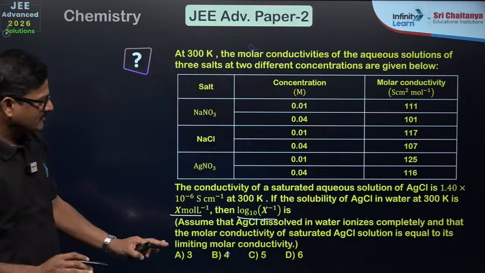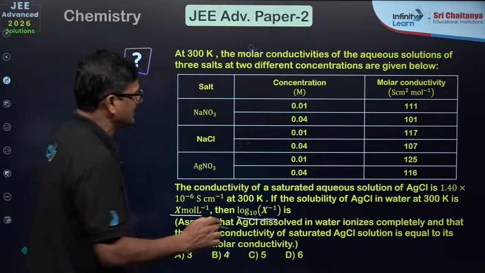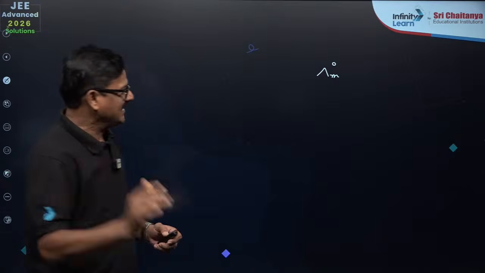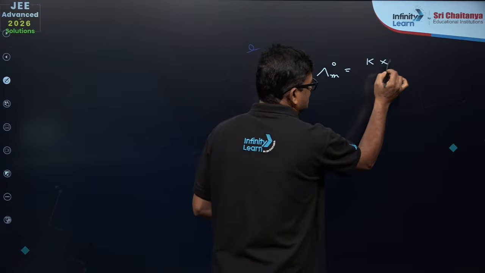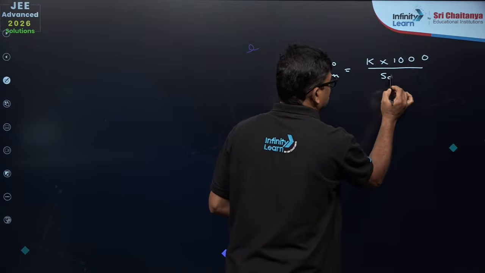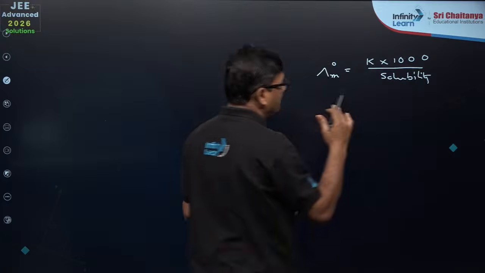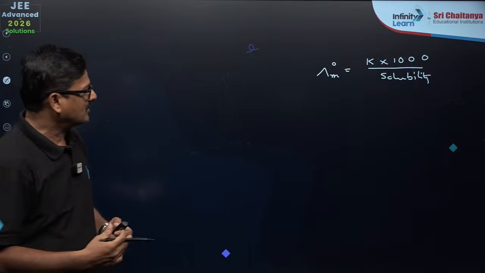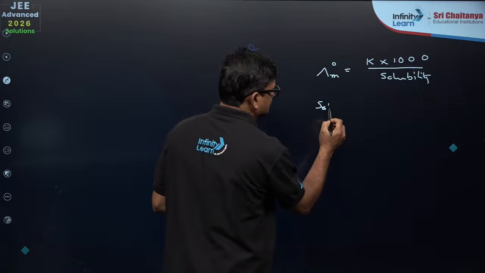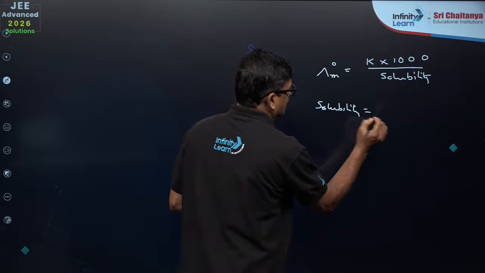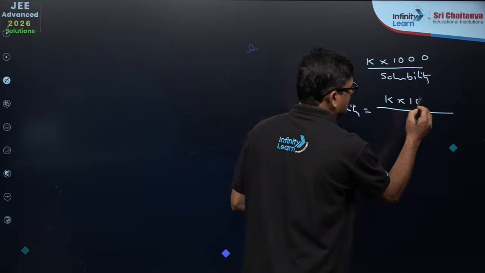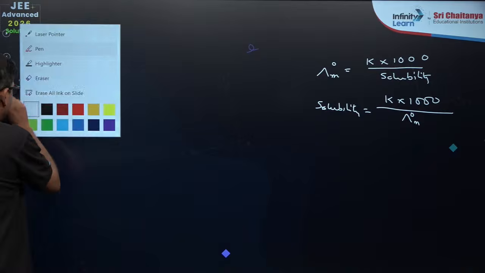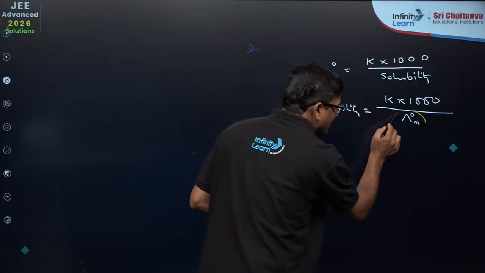it is a saturated solution. Whenever it is a saturated solution, we have to carefully take molar conductance at infinite dilution is equal to K into 1000 by solubility. So if you know the molar conductance at infinite dilution, that is called limiting molar conductance, you can calculate the solubility is equal to K into 1000 by limiting molar conductance. Now the key point is limiting molar conductance you have to calculate. So this has to be calculated.